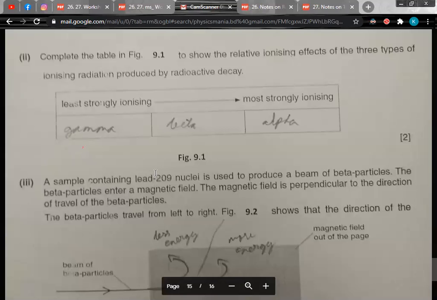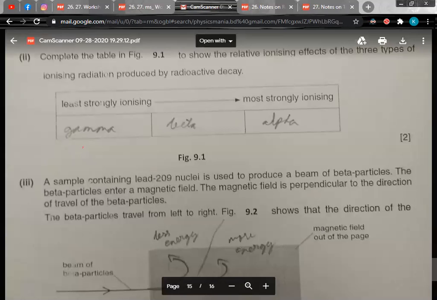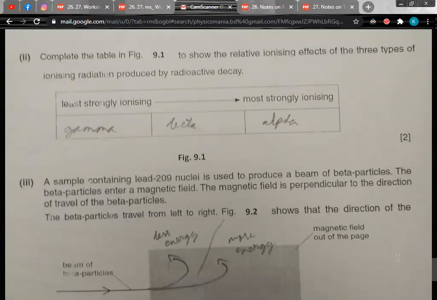Least strongly ionizing, most strongly ionizing. Okay, correct. Next. Yeah, part 3. Go to part 3.